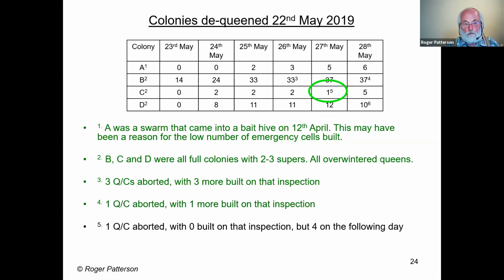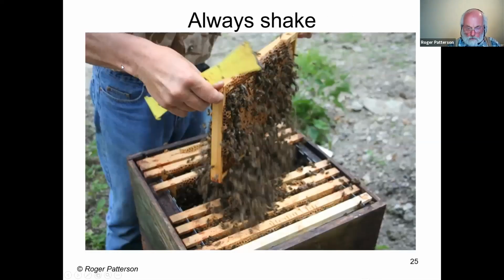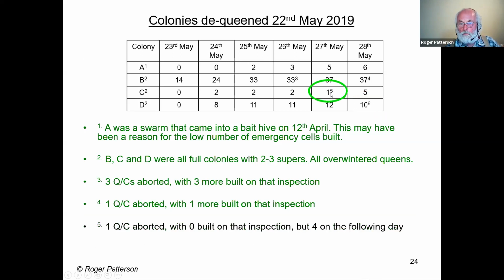Number 5, Colony C, after 5 days, they came down to 2. They put 2 up and then left that number for 3 days, and then they'd lost one and didn't do anything about it. But wait just a minute. Can I go back? They did nothing about it. But then they put 4 up at this point here, after 1, 2, 3, 4, 5 days.